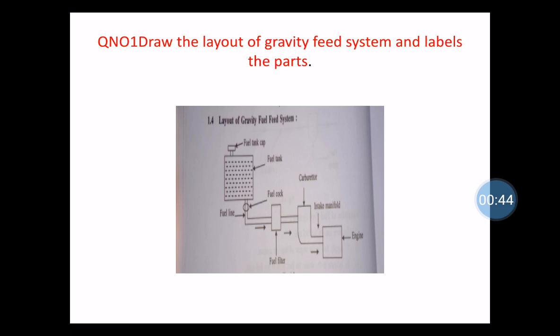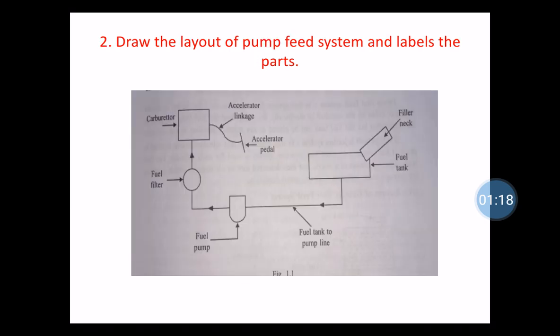Question number 1, draw the layout of gravity feed system and label the parts. The gravity feed system layout is shown here. You have to draw all the components and name them. The different components here are tank, cock, fuel filter, then carburetor, and intake manifold. Fuel from the tank flows towards the engine by gravity. That is why it is called a gravity system, and you only have to draw the layout.